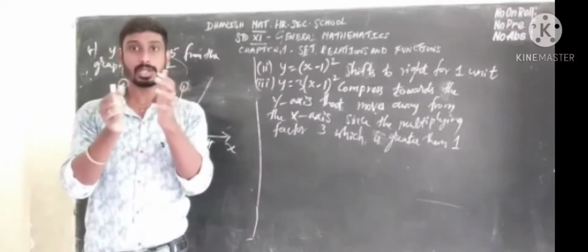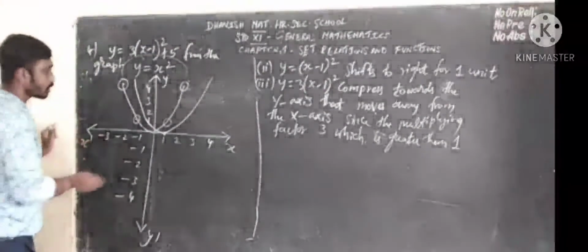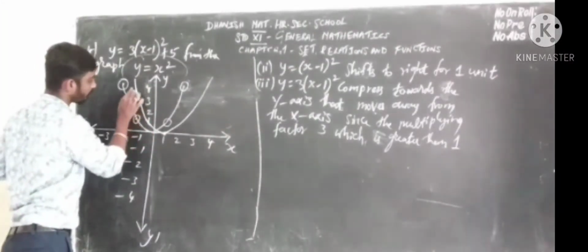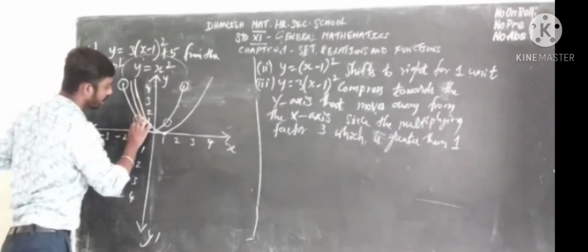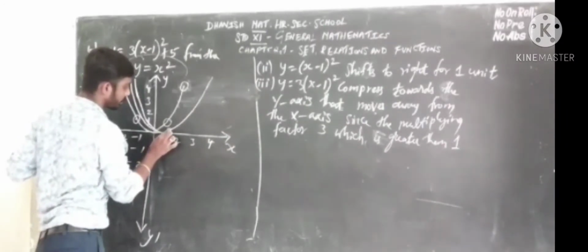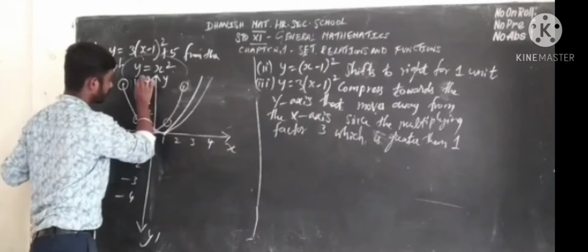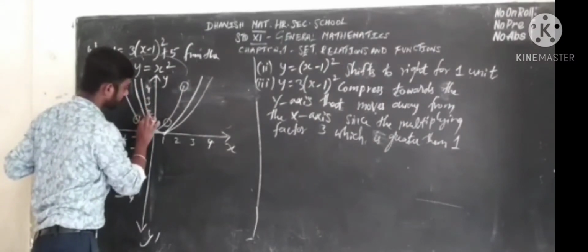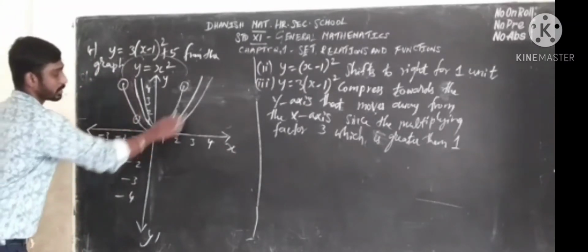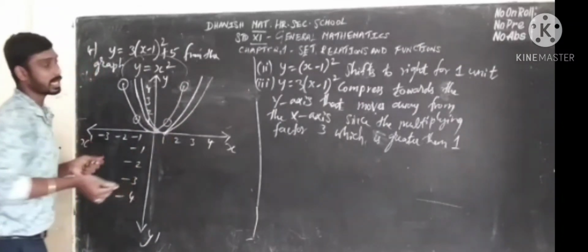Compress means if you are going to stretch, stretch means this side. Compress means this one is called compressed. So here you have to draw the line a little bit compressed. You have to draw it a little bit wide, because we are going to compress towards the y axis. The curve will be compressed, only a little bit.